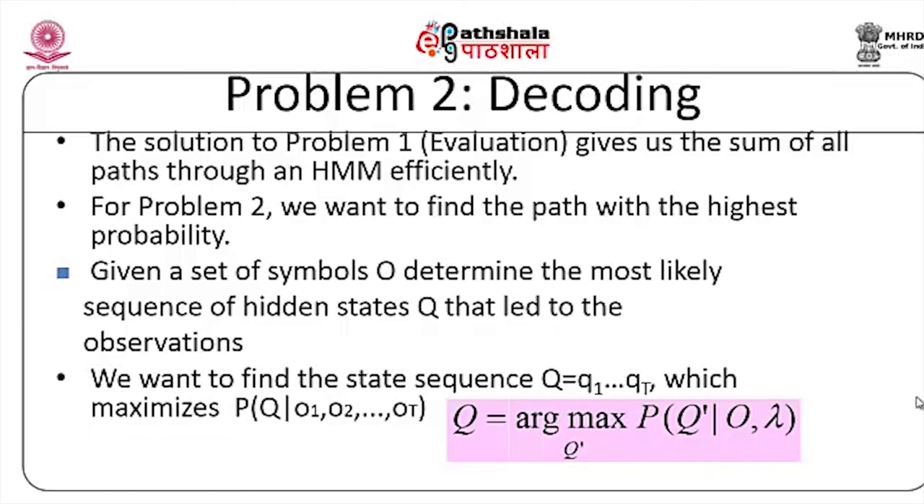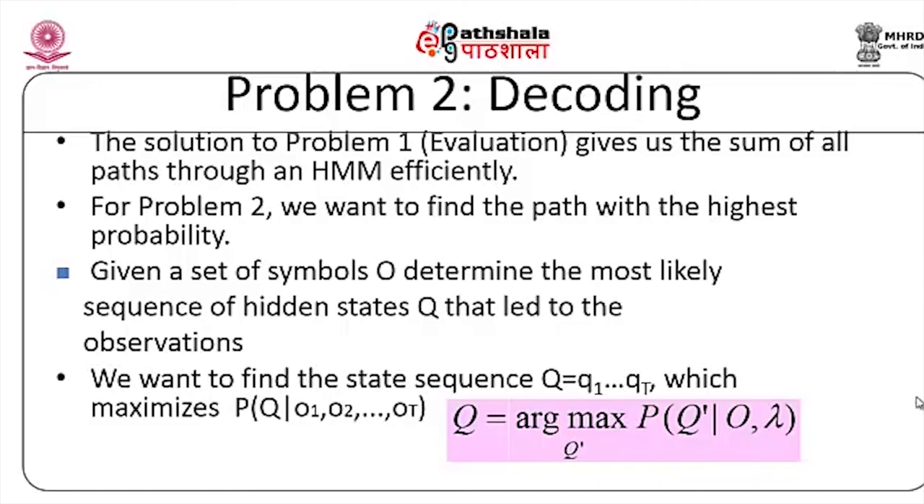For the second problem, which is decoding, we want to find the path with the largest probability. We do not want all of it. So, given a set of symbols O, determine the most likely sequence of hidden states Q that led to these observations. We want to find the sequence Q = Q1 to Qt which maximizes the probability of Q given the set of observations, that is, what is the most likely sequence that gave me these observations.